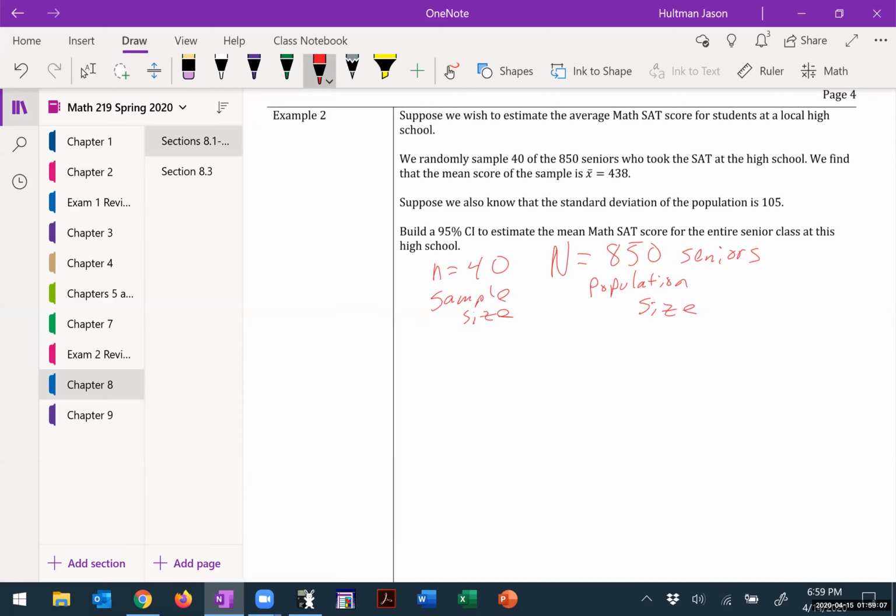Wow, that's really low. Is it? Is it really low? I don't know. It used to be that you got 200 points for just breathing. They gave you 200 points for putting your name on the paper. And then a perfect score was like 800.